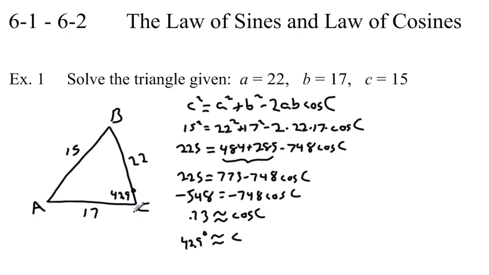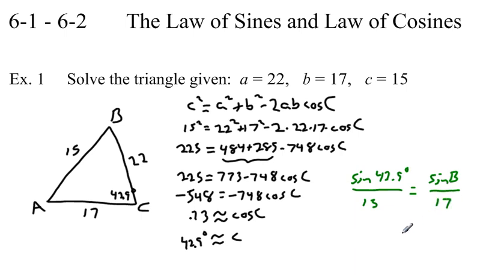Okay, now that we've got that, we could continue to use the law of cosines to find the other two angles, or at this point we could use the law of sines. Law of sines is a little bit easier, so I'm going to switch over to the law of sines. I'm going to say the sine of that angle, 42.9 degrees, over the opposite side, which is 15, equals the sine of any other angle, so I'm going to say here the sine of angle B over the opposite side, which is 17.